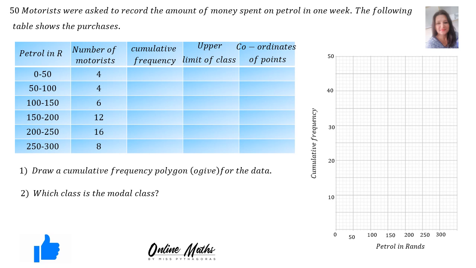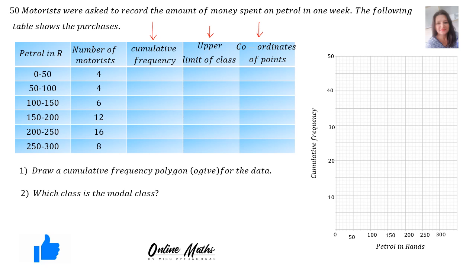So first of all, you need to complete the cumulative frequency column, and they won't add it there for you. You must know. You have to add your own little columns, upper limit of class and the coordinates of the points. Now let's start with the cumulative frequency.